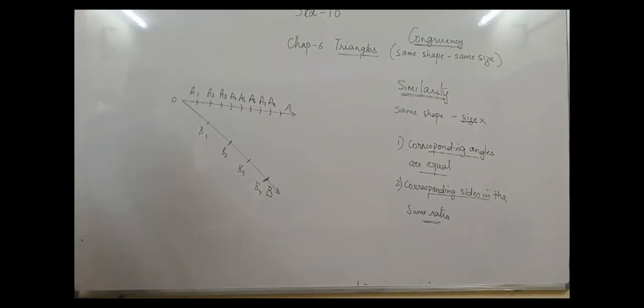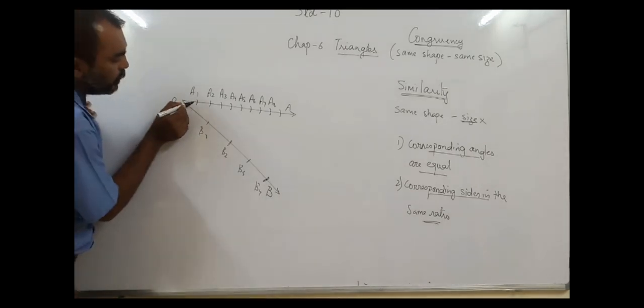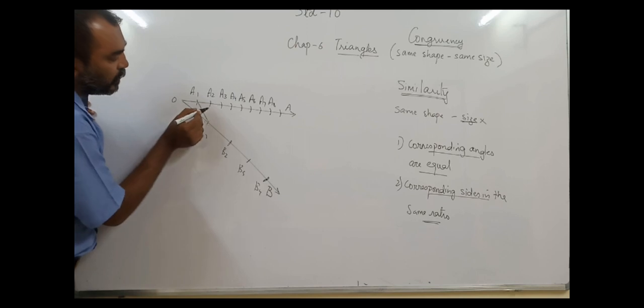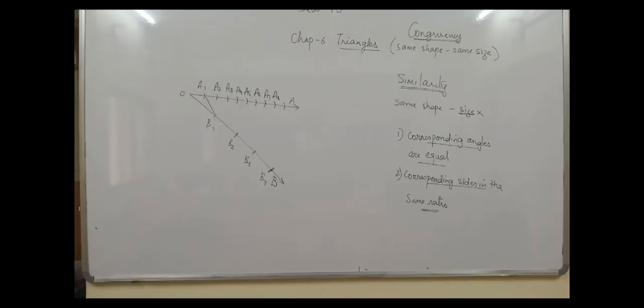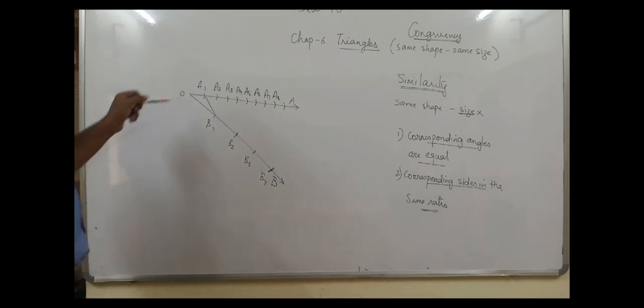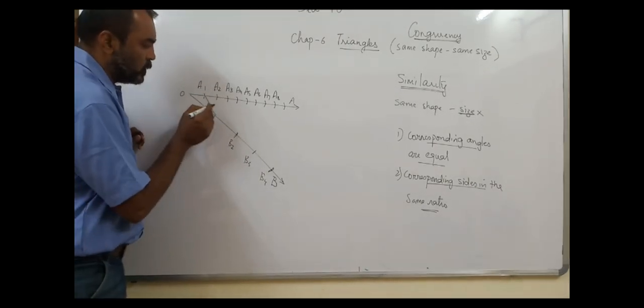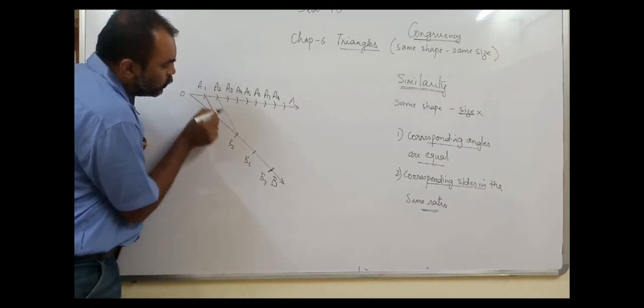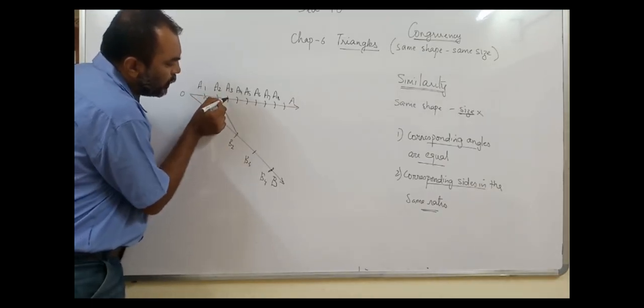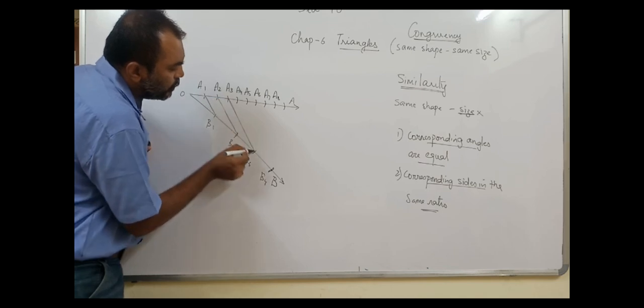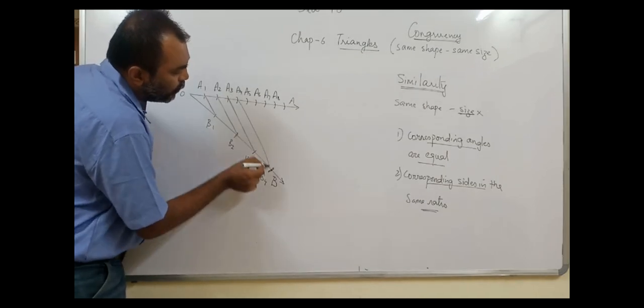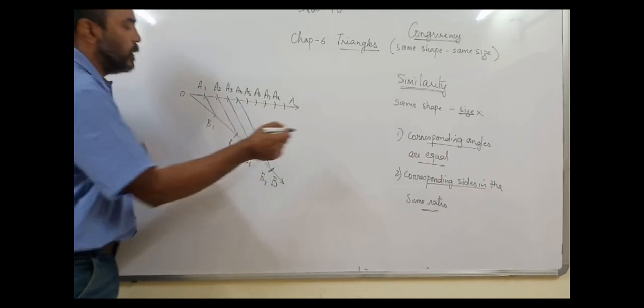Now what you do, connect A1 and B1. Sorry for the cut in between, there was a minor disturbance. So I hope you have understood the activity. So you join point A1 and B1, join A2 and B2, join A3 and B3, join A4 and B4 and keep joining.